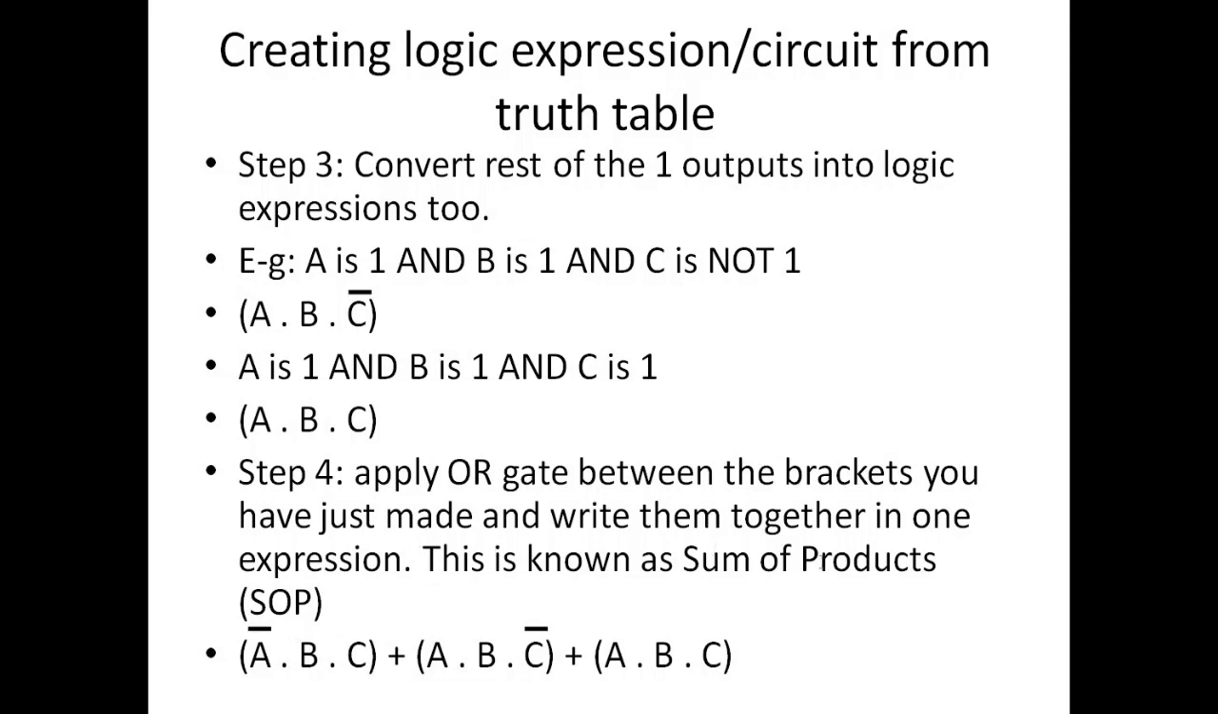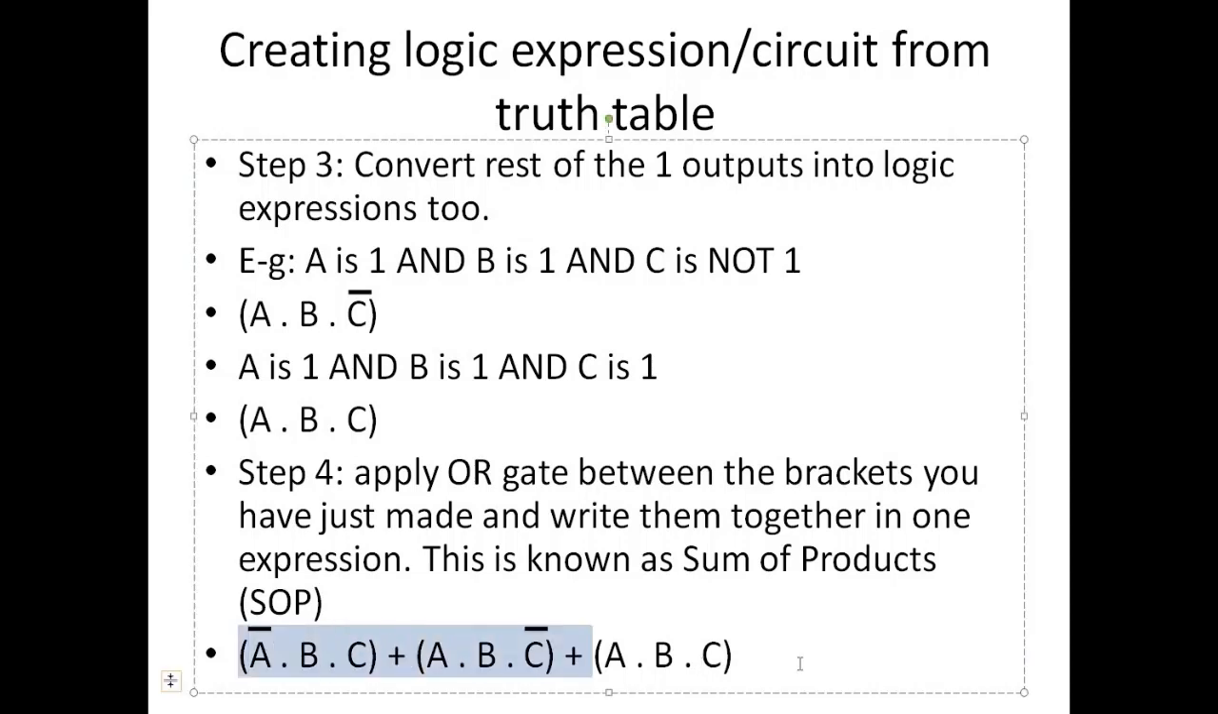So this is known as sum of products. In Boolean algebra or Boolean terminologies, this method is known as sum of products. Just write them together and you have your logic expression. You have successfully converted your truth table into a logic expression, and now you can use this in order to draw a logic circuit.